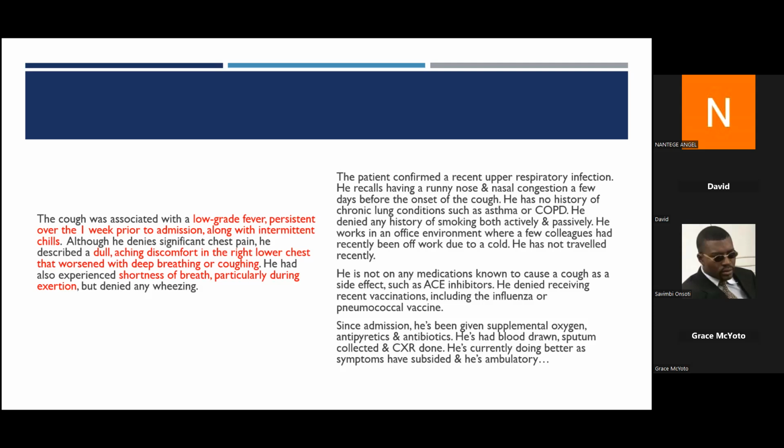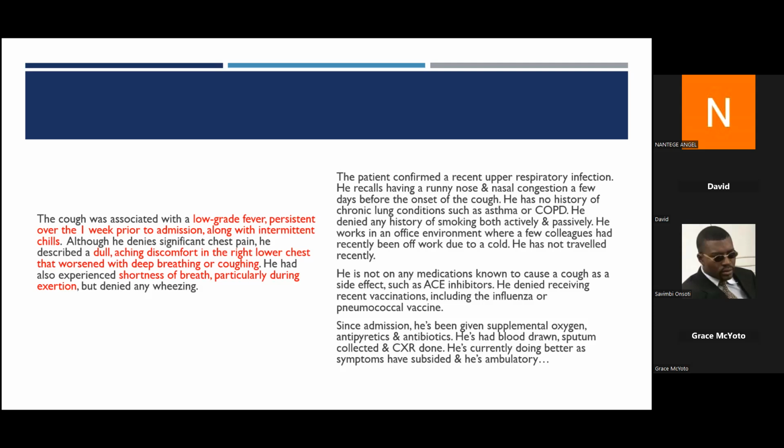And then now, to finish off the HPI, we want to know how the patient is currently doing. You also want to know what has been done for the patient. This last paragraph captures that really nicely. Since admission, he's been given supplemental oxygen, antipyretics, and antibiotics. Supplemental oxygen for the difficulty in breathing and shortness of breath. Antipyretics for the low-grade fever, and antibiotics because of the infection of the lungs.